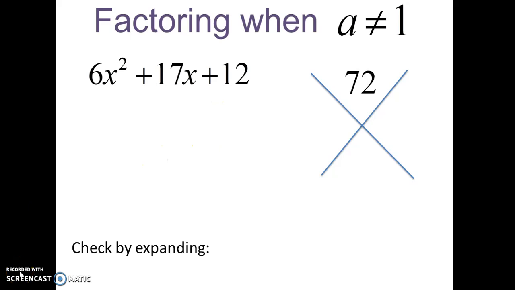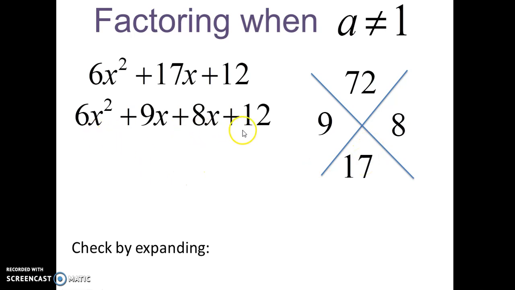Okay, hopefully you did this one. First of all, 6 times 12, a times c is 72, 17 is your b value there. 9 and 8 multiply to 72, and 9 and 8 add to 17. We write it out in expanded form like this. With the 9 and 8, the 17 has turned into 9x plus 8x.